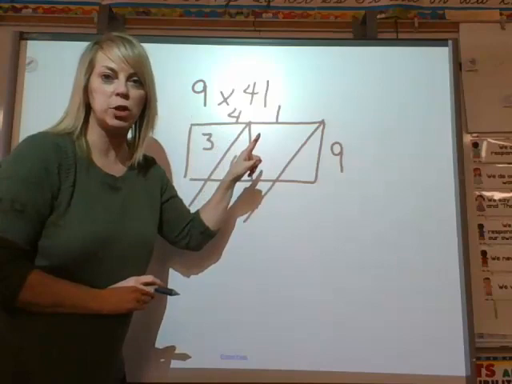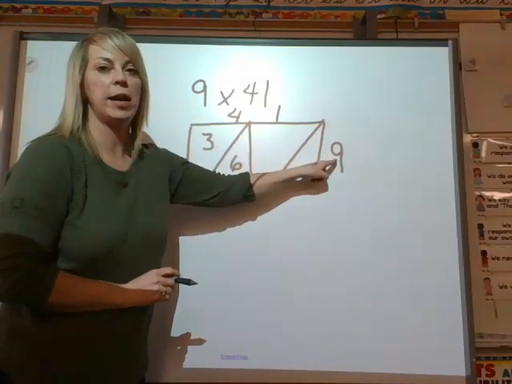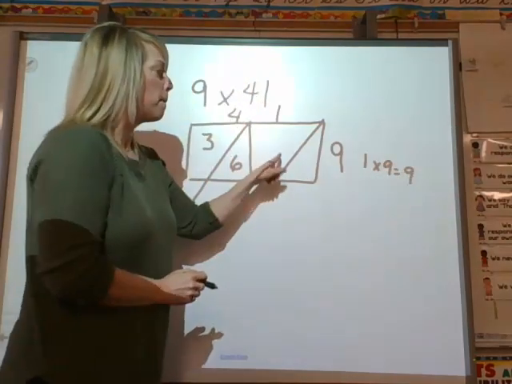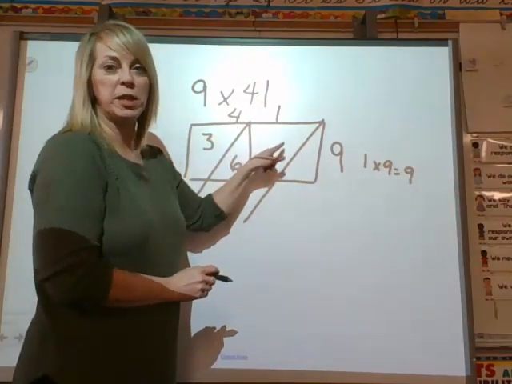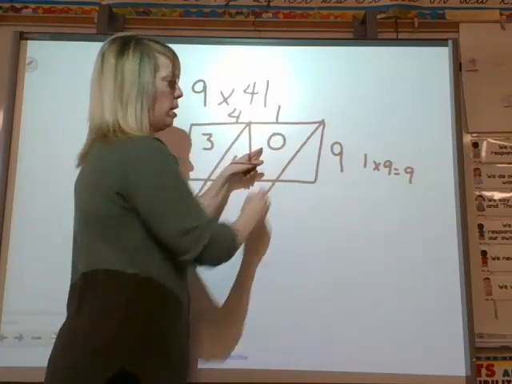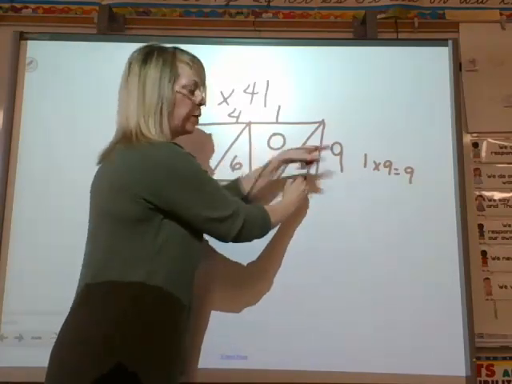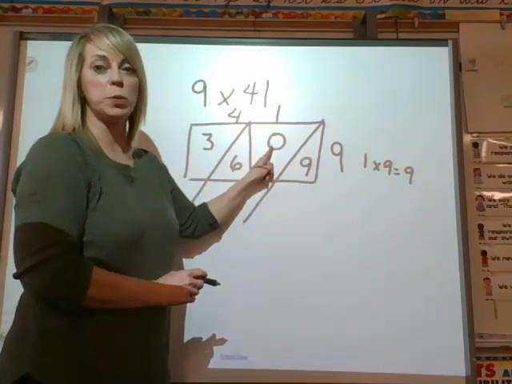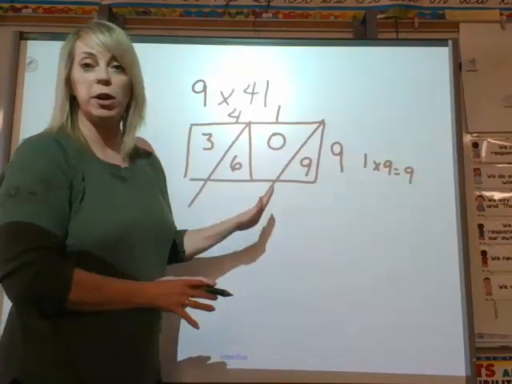Now here's where it gets a little tricky. 1 times 9 is 9, right? 1 times 9 equals 9. But there is no number in the tens place because it's less than 10. So you have to make sure that you put a 0 there. And then the 9, because we have 9 ones, goes down here. So 1 times 9 is 9, and just put a 0 in this place. Now we're done our multiplying.